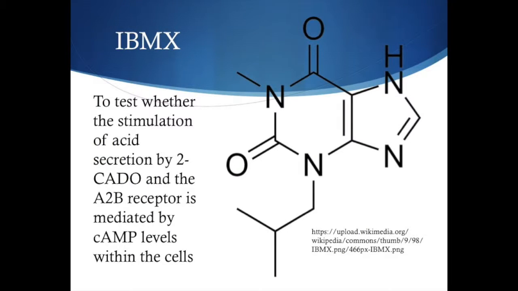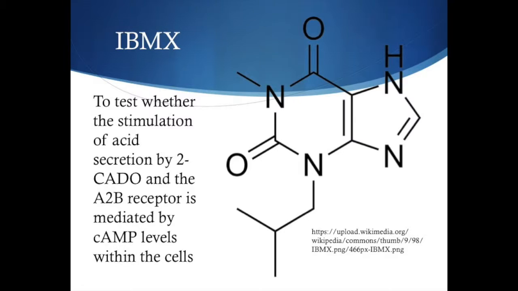To test whether the stimulation of acid secretion by 2-CADO and the A2B receptor is mediated by cyclic AMP levels within the cells, IBMX was applied in specific doses. IBMX is an inhibitor of the cyclic AMP phosphodiesterase, so adding this inhibitor would result in amplified responses from the parietal cells, meaning a higher AP accumulation.